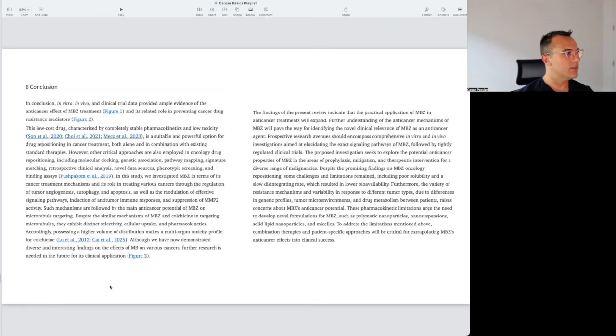Despite the similar mechanisms of mebendazole and colchicine in targeting microtubules, they exhibit distinct selectivity, cellular uptake, and pharmacokinetics. Accordingly, possessing a higher volume of distribution makes a multi-organ toxicity profile for colchicine. Although we have now demonstrated diverse and interesting findings on the effect of mebendazole on various cancers, further research is needed in the future for its clinical applications.